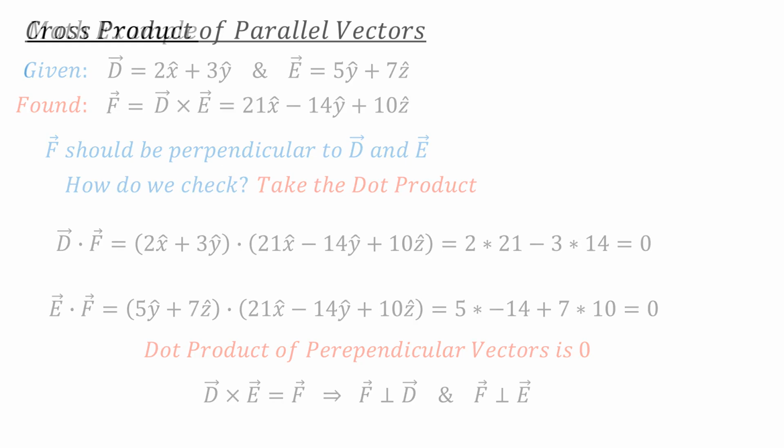Let's take a look at the cross product of two parallel vectors. Because cross product multiplies the perpendicular components of vectors together, two parallel vectors should have a cross product of 0. Let's check this. Take vector g to equal 1 x hat minus 3 y hat and vector h to equal 2 vector g. Remember, parallel vectors can be expressed as scalar multiples of each other.